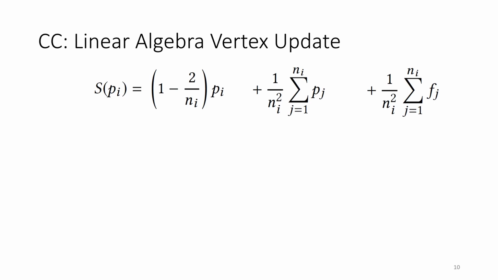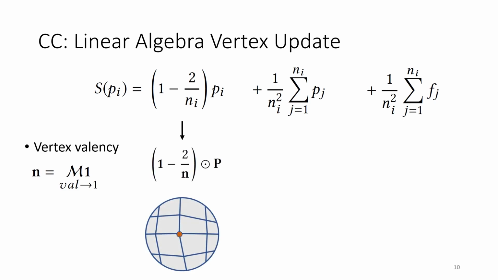The update can be split into 3 terms, each depending on the valency of the vertex. The vertex valency can be computed similar to the face orders using a mapped SPMV. By replacing non-zero entries by 1, we count the number of faces around each vertex. The first term can be computed in customary ways as it is just an element-wise operation.